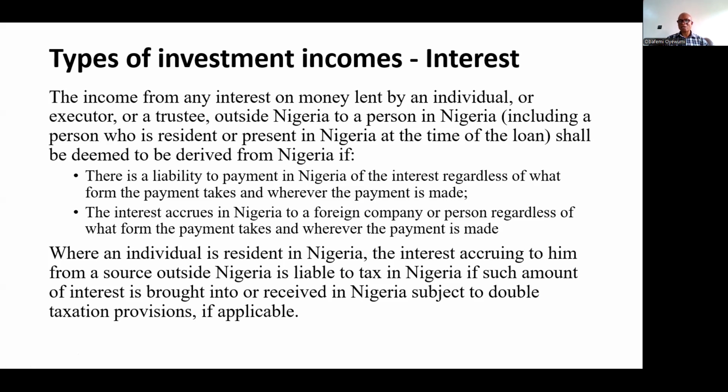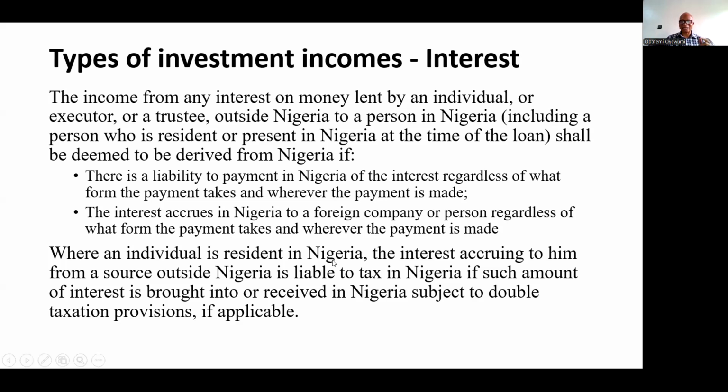So we're talking about interest on money given by an individual, whether the person is outside of the country or not, so long as the interest will be paid based on the contractual relationship between the person and the business, then such an interest will be taken as derived from Nigeria. So there's a liability to payment in Nigeria, regardless of where the payment takes place or whatever form of payment it takes. The interest accrues in Nigeria to a foreign company or person. Once the liability to make the payment is coming from here, it means that it has to be subjected to tax.